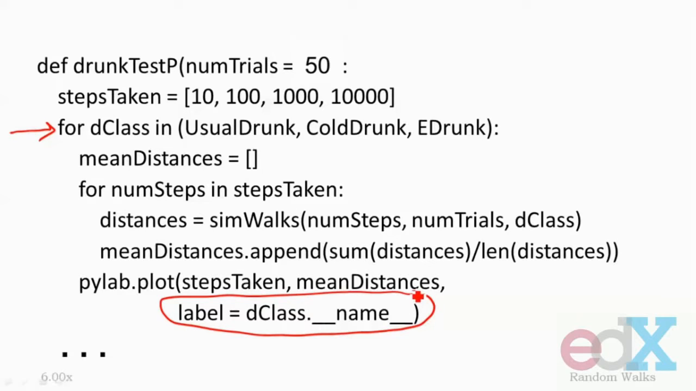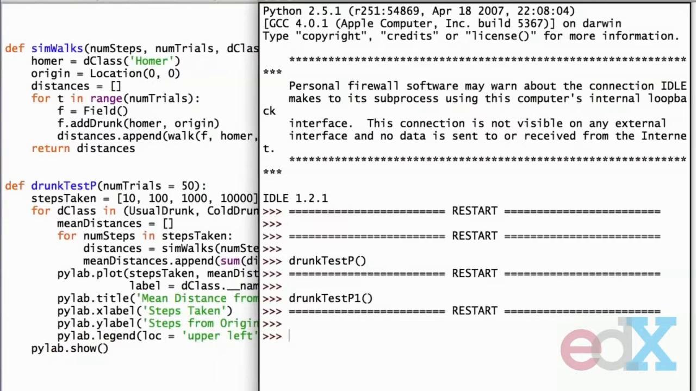So we see yet another underbar operator. dClass.underbar name will return the name of the class. And that will allow me to have a legend that tells us which plots correspond to which class. And then there's some boring code afterwards that just produces the plot. We won't bother with that. All right, let's come over and run it. See what we get.